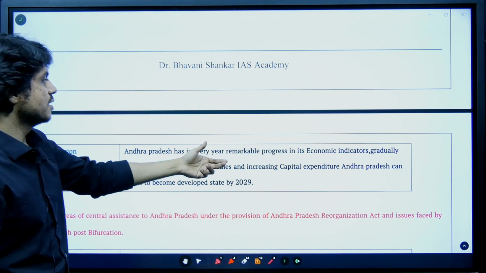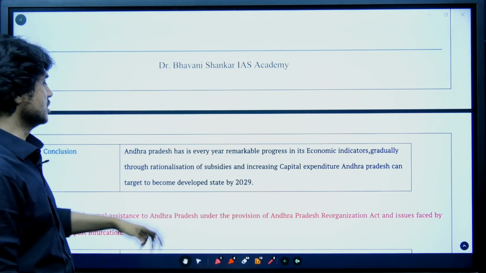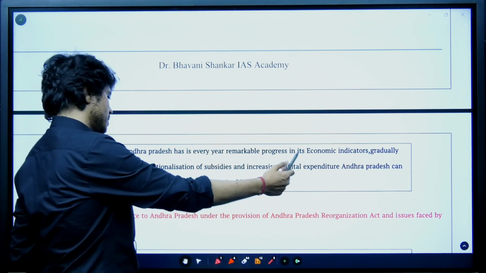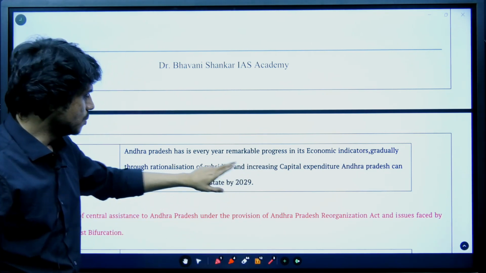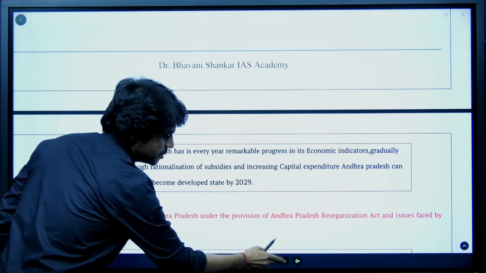Okay, Andhra Pradesh, we can also see that we have achieved remarkable progress in the form of development. And we also need the rationalization of the subsidies, increasing of the capital expenditure and initiation of the reforms to become a developed state by 2029. Apart from this, some amount of value addition can be done here.